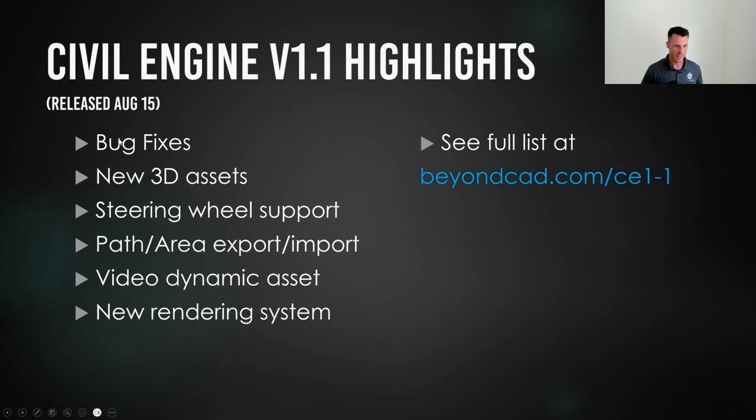So what Civil Engine version 1.1 was like, within the first few weeks and months of Civil Engine 1 coming out, we noticed there were some bugs that could be easily addressed, a few features that we could sneak in, a few assets. And before shifting our complete focus to Beyond Typicals 4, we wanted to get version 1.1 out to kind of get a more polished version of Civil Engine 1. And so we released it earlier this month. The highlights are bug fixes. I'll show some of those in just a second.